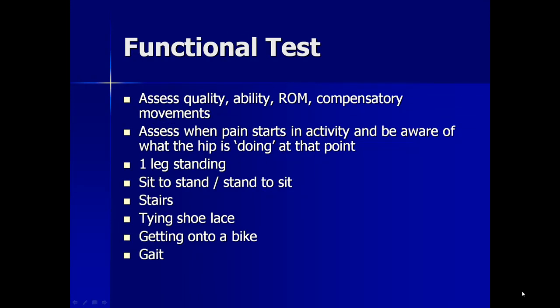After observation, it is useful to then move on to a functional test, and this is useful and may stem from your aggravating factor. It may be used to assess the quality, the ability, and the range within a movement. Always assess when the pain starts in the activity and be aware of what the hip is doing at that point. Some examples of functional tests may be one-legged standing, a sit to stand or stand to sit, going up and down stairs, tying a shoelace, getting onto a bike, or just walking.